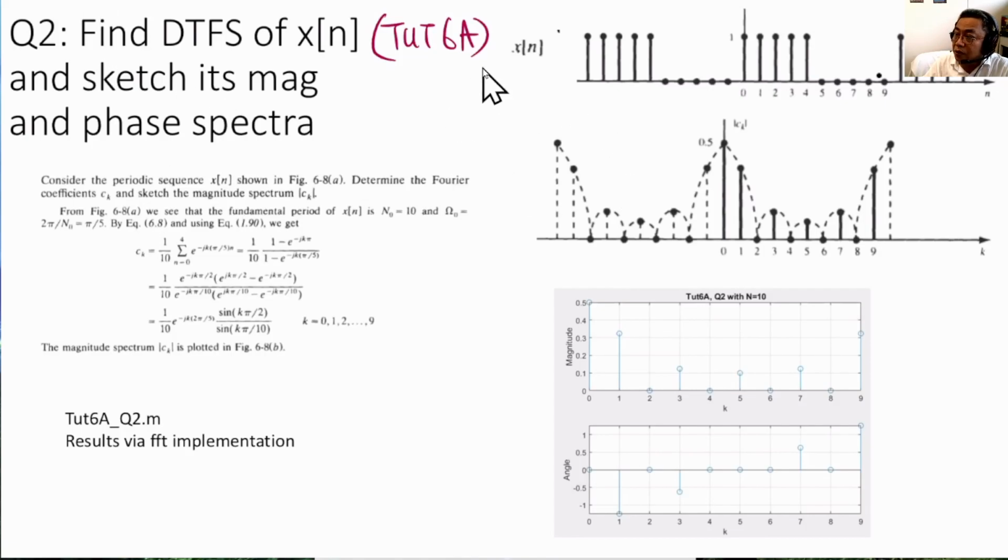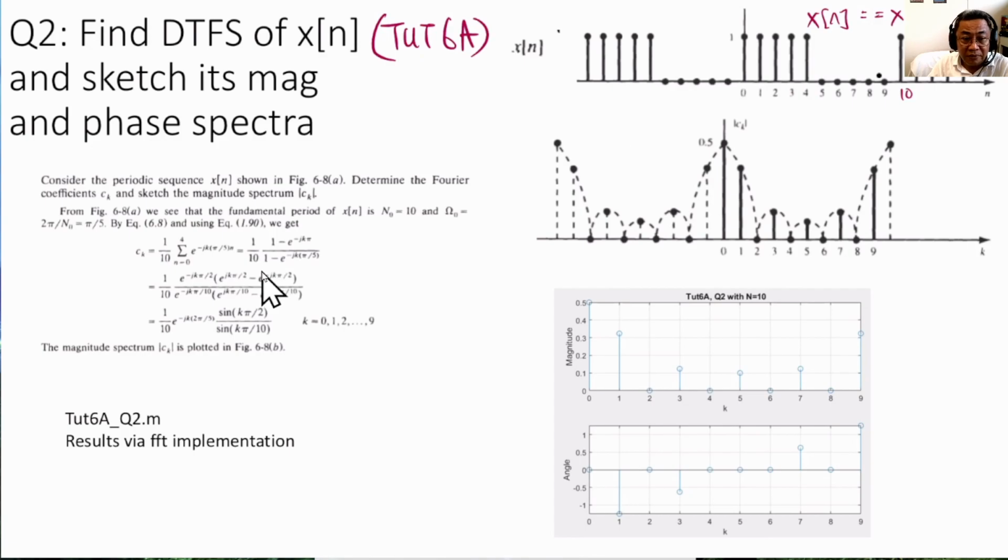Welcome back. This is tutorial 6a question 2. We're given this periodic sequence x[n] = x[n + 10]. So it repeats every 10 samples, and this is of course our periodic pulse function.